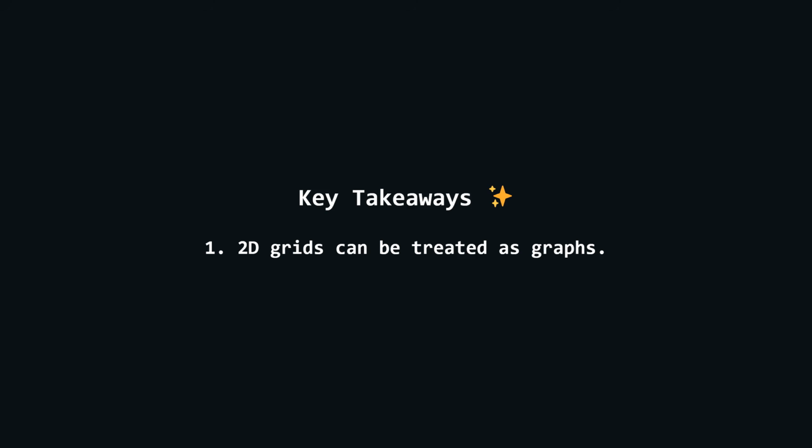Let's summarize what we learned here. First, always remember that two-dimensional grids can be modeled as graphs, where adjacent cells act like connected nodes. Second, union find is an incredibly powerful tool for elegantly finding cycles in an undirected graph without complex depth-first search tracking.